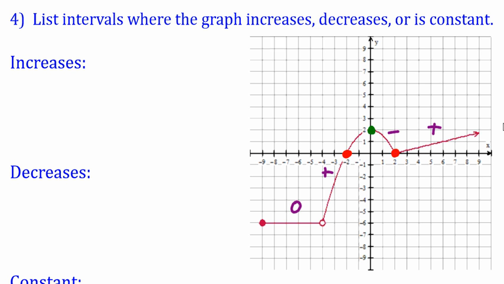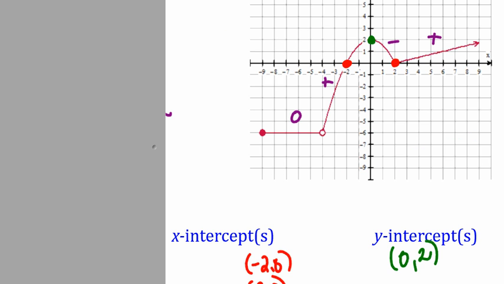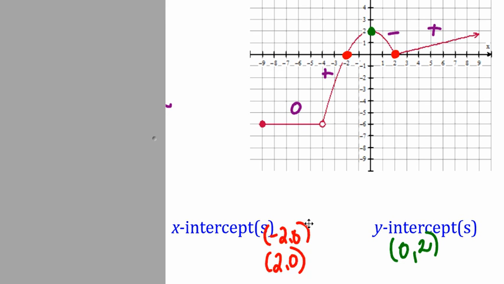All right, so let's talk about these key features about the x-intercepts and y-intercepts. We have 2 x-intercepts, we have 1 y-intercept. So what are the coordinates that we need? Our x-intercepts would be at (-2, 0) and (2, 0). And our y-intercept is at (0, 2). So let's check the notation. And here's what our coordinates should look like, right? So we've got our x-intercepts at (-2, 0) and (2, 0), and our y-intercept at (0, 2).